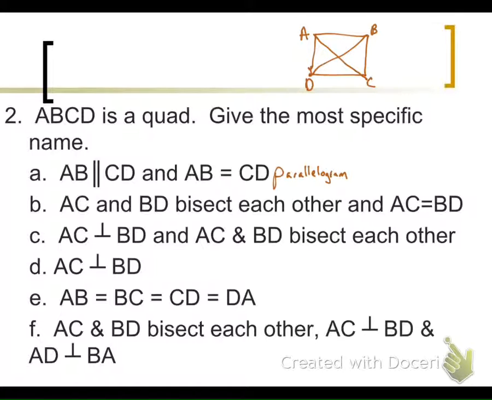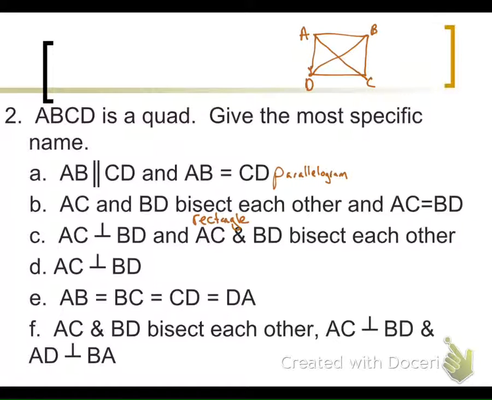We see that AC and BD bisect each other, and AC and BD are congruent or equal. So we see that your diagonals are bisecting each other and that they're congruent. Which shape has congruent diagonals? Okay. It is a rectangle. Nice save. So we see we have a rectangle for B.